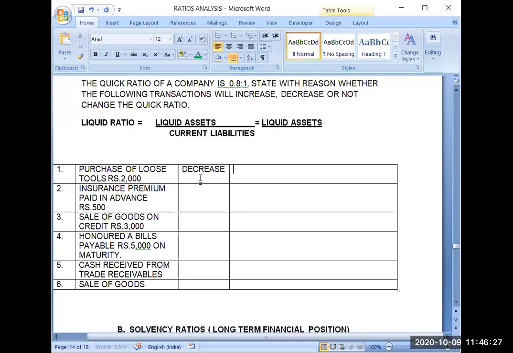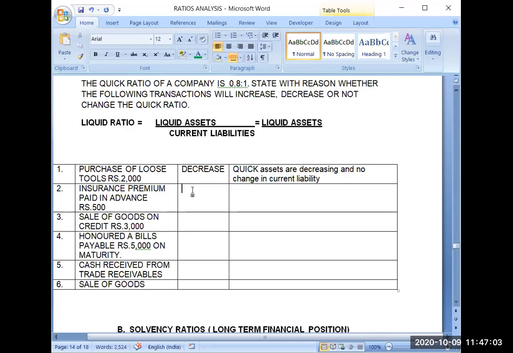And what is the reason? Because quick assets are decreasing and no change in current liability. Now coming to the next.